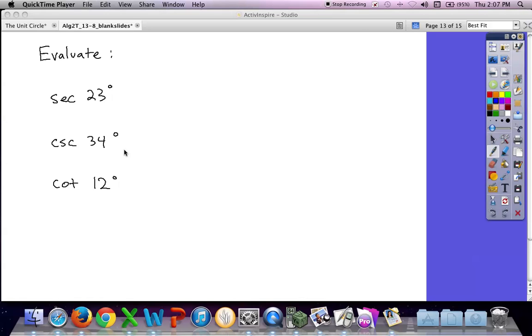How do we use the calculator to evaluate secant, cosecant, and cotangent? Because if you look at your calculator, you don't have a button that says secant or cosecant or cotangent. No, you do 1 divided by cosine of 23 degrees. And make sure you're in degree mode.